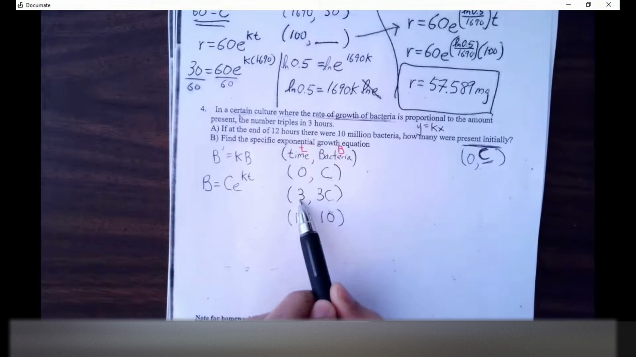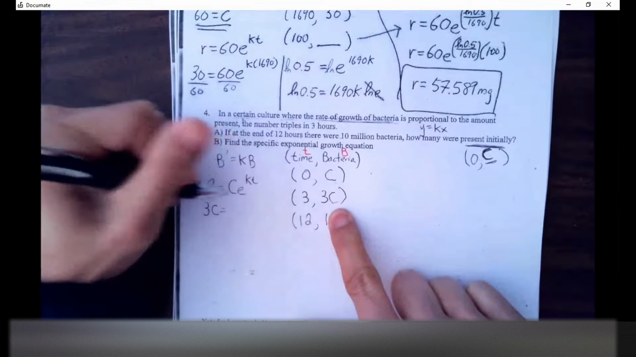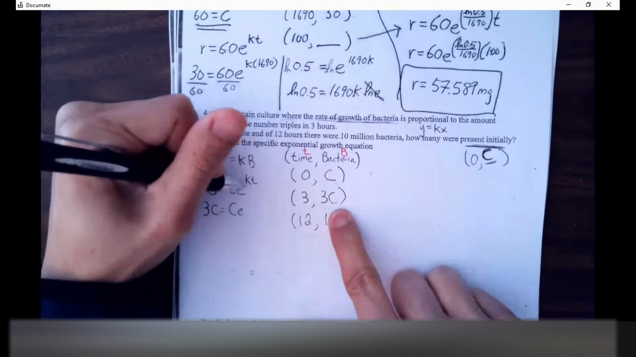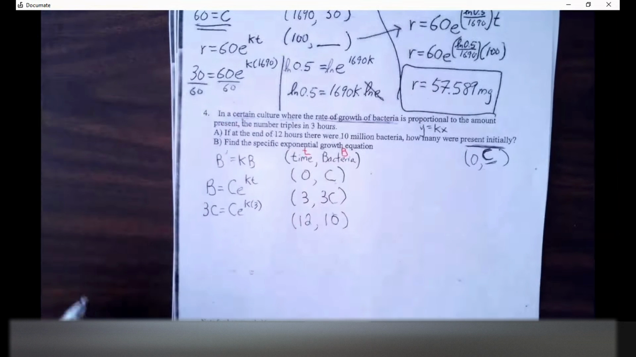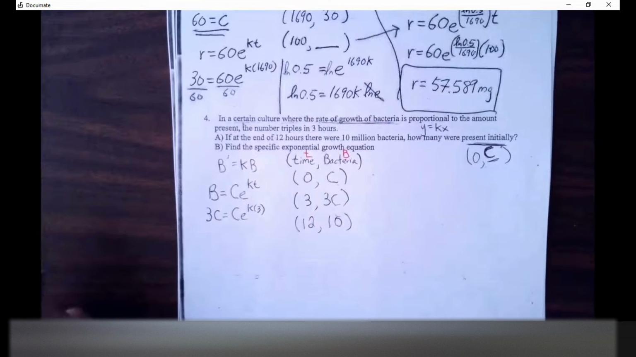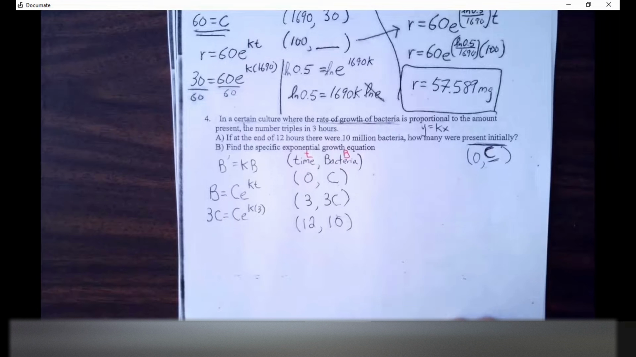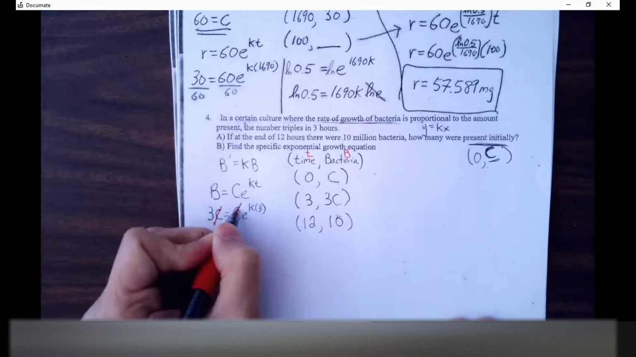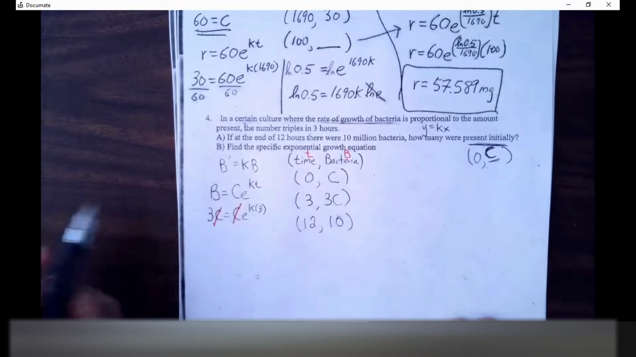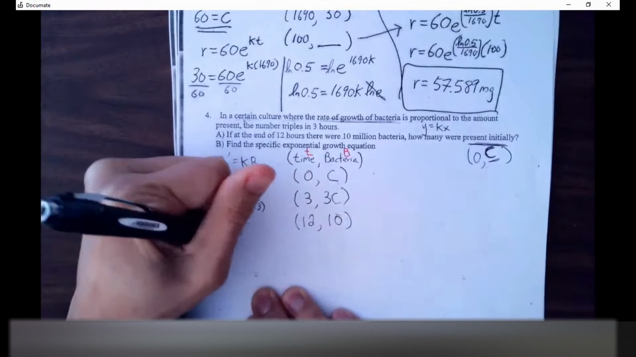I'll put 3 in for time, and I'll put 3c in for bacteria. Let's see what happens here. 3c goes in for B. Ce to the k times 3. I get the c's to cancel out. And that's nice because once the c's cancel out, I'm able to solve for k, right? So 3 is equal to e to the 3k.